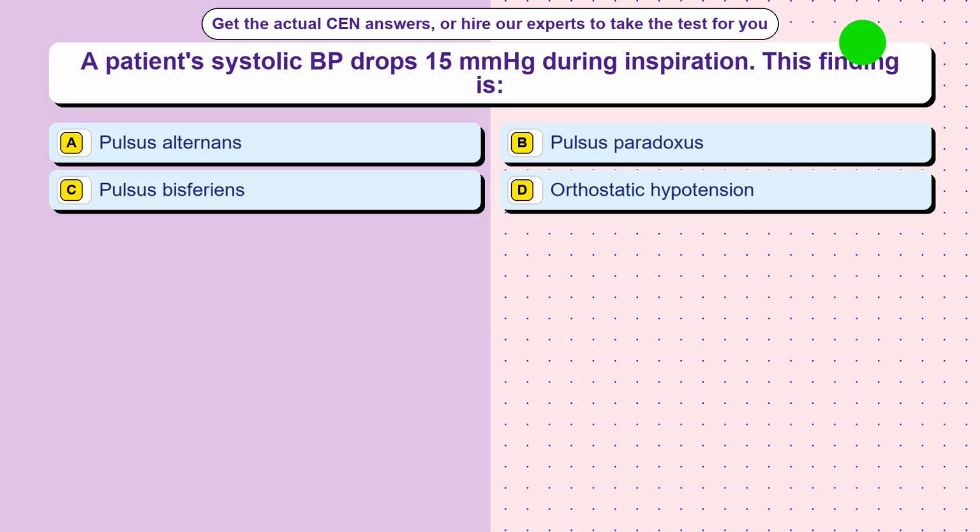Question 71. A patient's systolic BP drops 15 mmHg during inspiration. This finding is Option A, pulsus alternans. Option B, pulsus paradoxus. Option C, pulsus bisferiens. Option D, orthostatic hypotension.